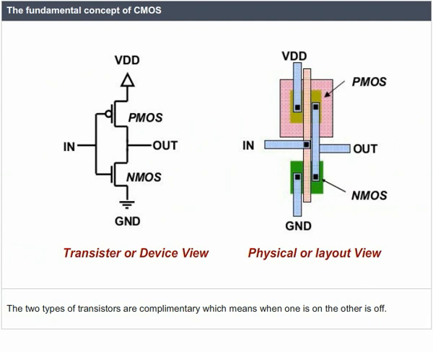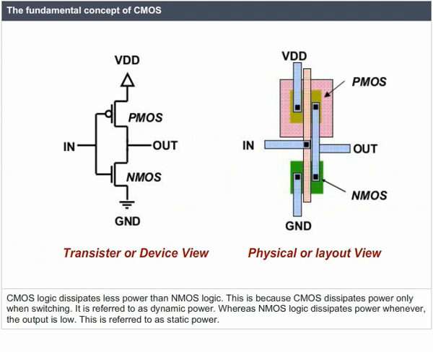CMOS logic dissipates less power than NMOS logic. This is because CMOS dissipates power only when switching. This is referred to as dynamic power, whereas NMOS logic dissipates power whenever the output is low. This is referred to as static power.